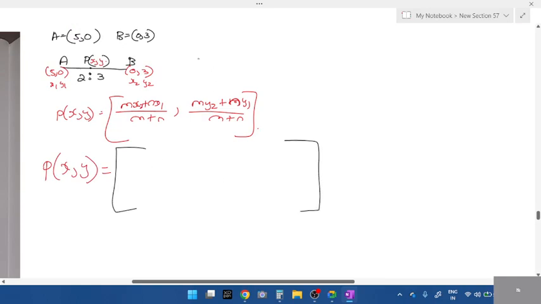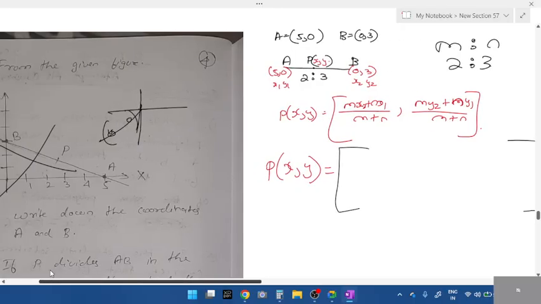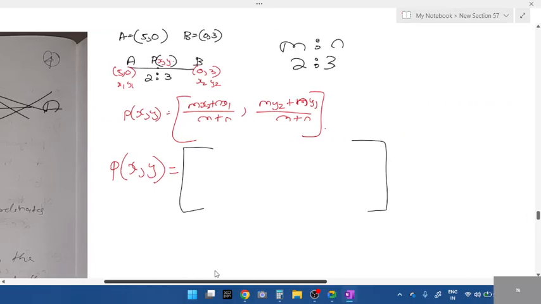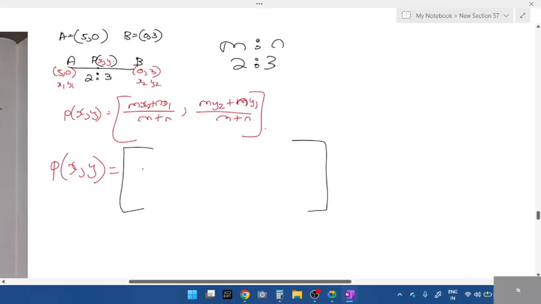Here m is to n is equals to 2 is to 3. Fine. So don't take according to that diagram. In the diagram, B and A is given, B first and A second. Remember that. Use the diagram only to find the coordinate, students. After that, ignore the diagram. Read the question. According to that, you'll solve.